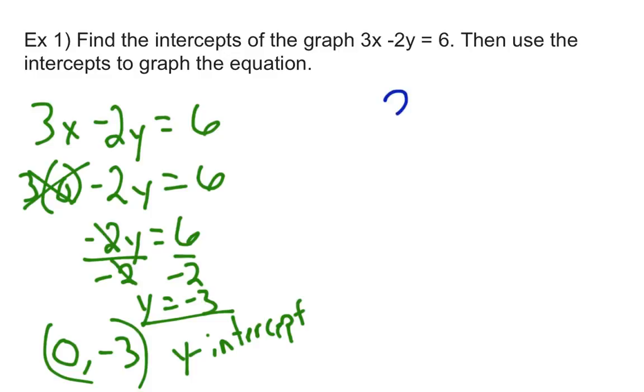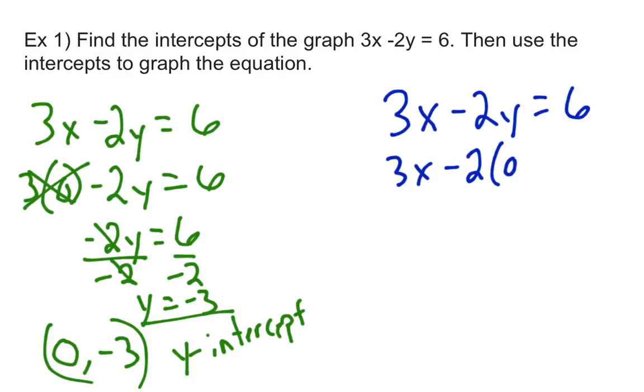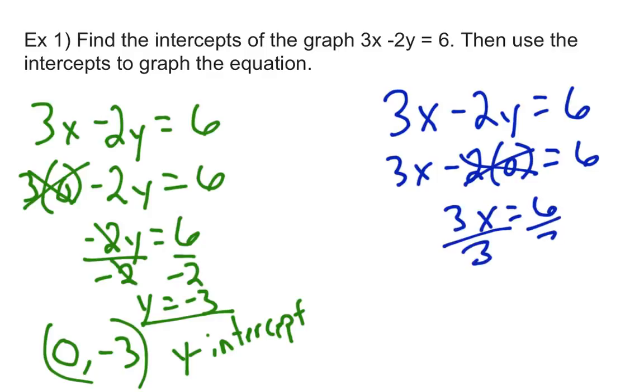All right, well, then I have to do the problem again. 3x minus 2y equals 6. Last time I put 0 in for x, this time I'm going to plug my 0 in for y. So it becomes 3x minus 2 times 0 equals 6. Negative 2 times 0 is 0. That leaves me with 3x equals 6. Divide by 3. That gives me x equals 2.